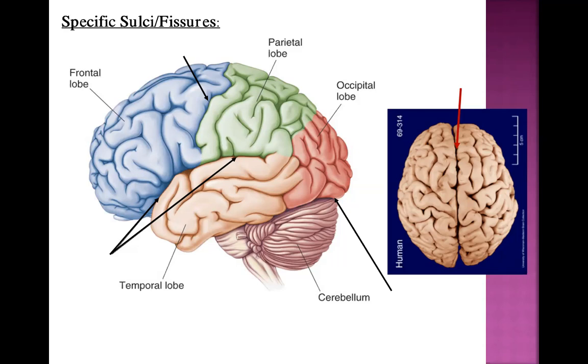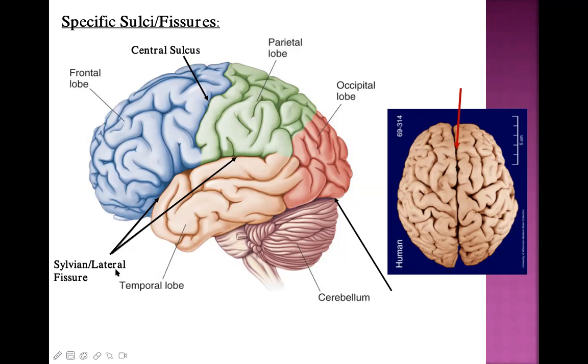Now, this is the central sulcus. This central sulcus is the boundary between the frontal lobe and parietal lobe, and it is a very important landmark here. Anterior to the central sulcus is the primary motor cortex, and posterior to the central sulcus is the primary sensory cortex. This area is sensory, this area is motor.